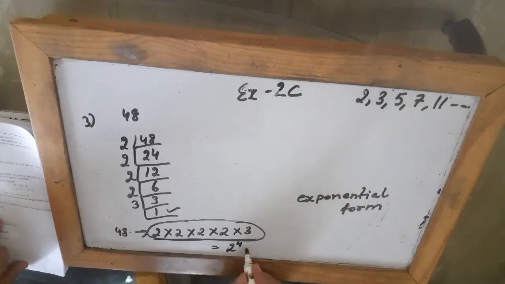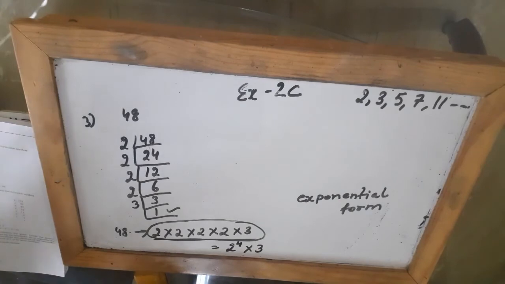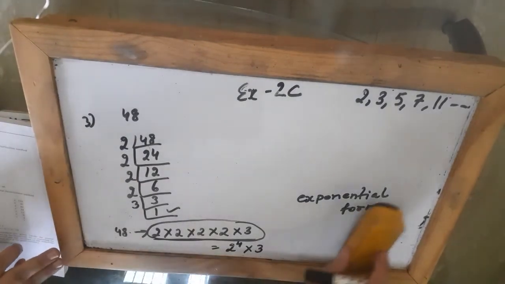Okay, and multiply by 3 is repeated 1 time only. So you can write 1 also, and without power also it means it is 1. So this is called writing the number in the exponential form. So 2 power 4 multiply by 3. Now let me take one more example.